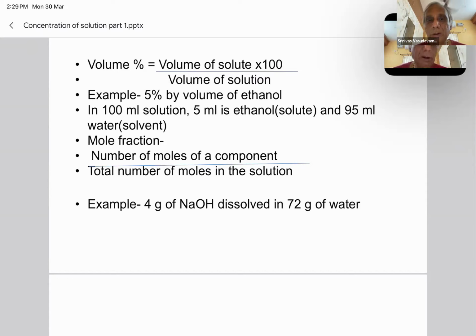Then mole fraction. It is the number of moles of component divided by total number of moles in this solution. For example, I want to find out the mole fraction of 4 grams of sodium hydroxide dissolved in 72 grams of water.